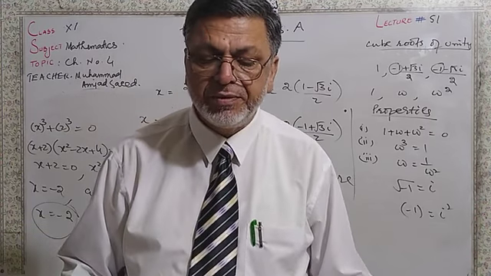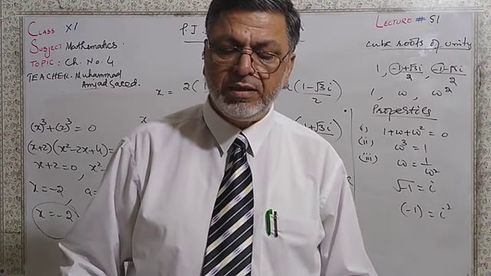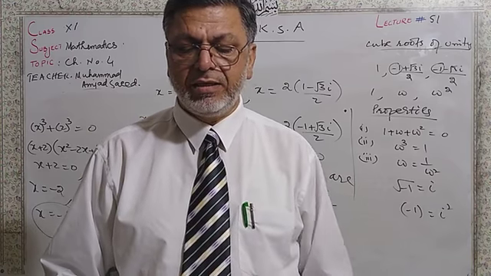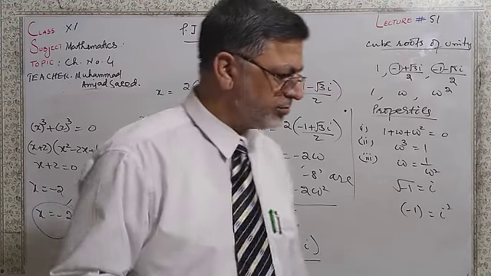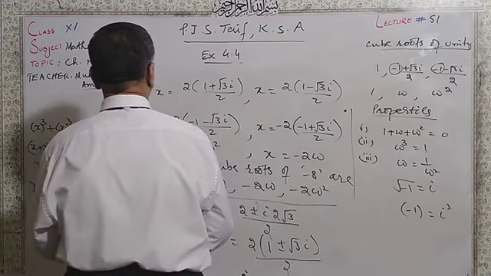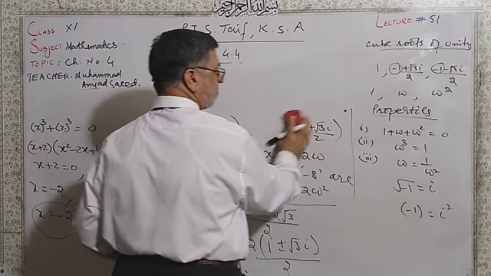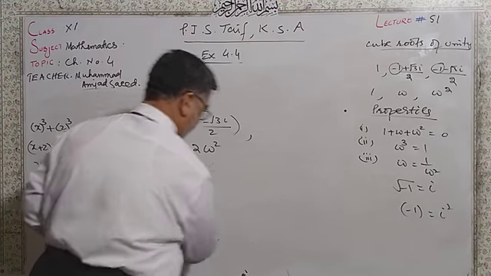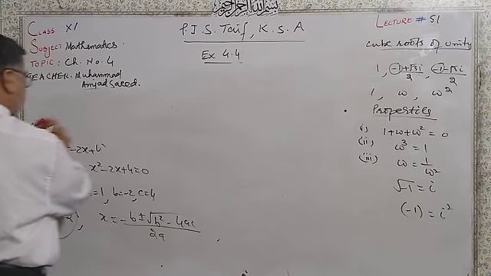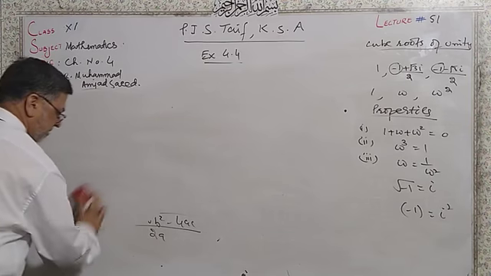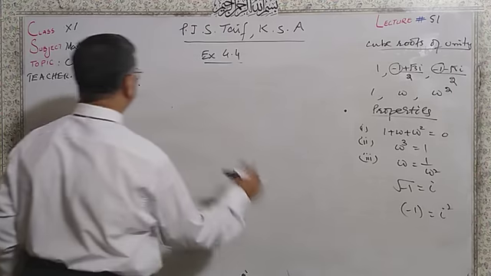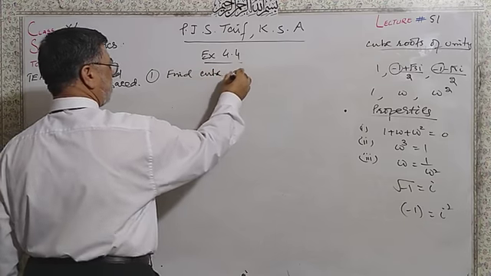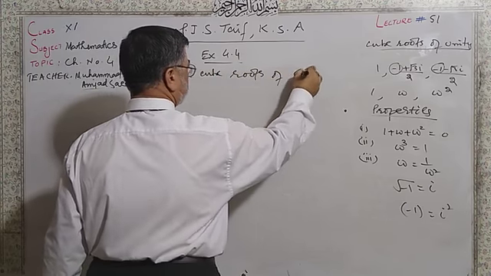After that we have cube roots of 27, -27 and 64. Okay, I am taking 64. Cube roots of 64. These are very important results which I am using here, and even in next questions we will use them frequently. Question number 1. Find cube roots of 64.